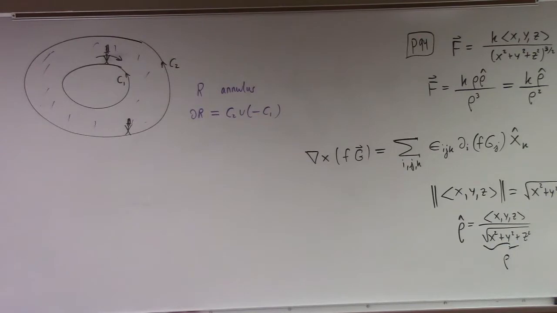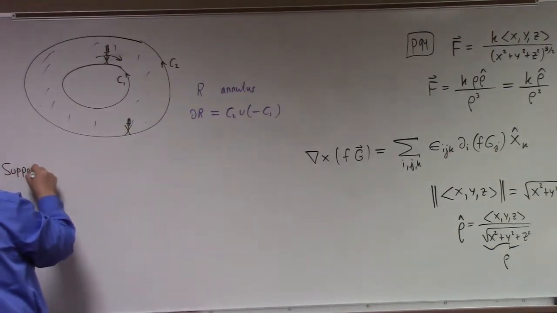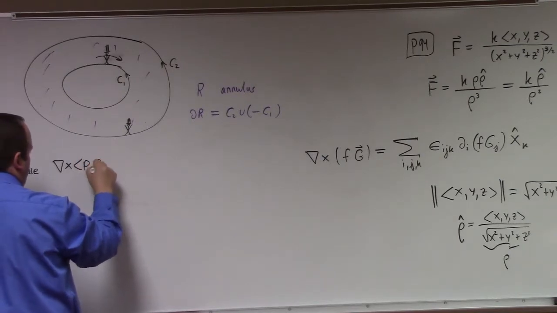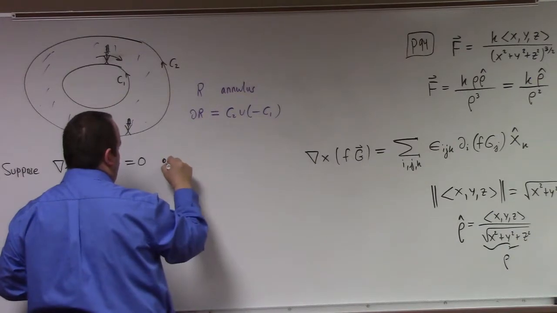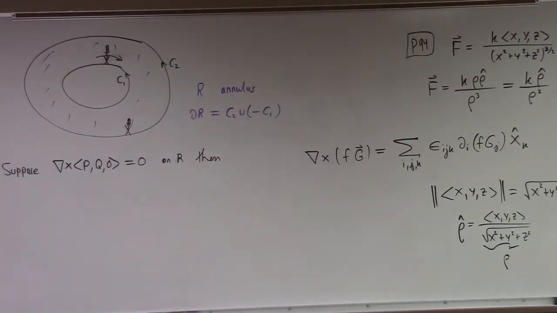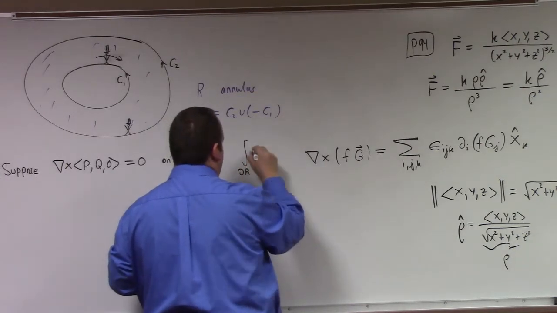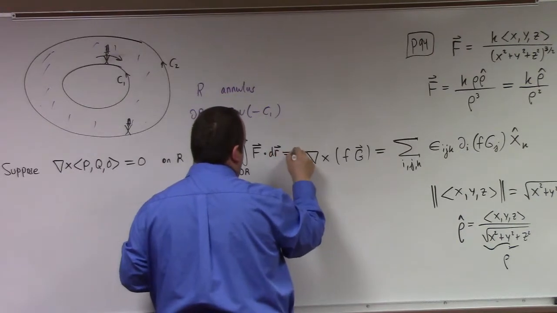These two different forms of Green's theorem mean different things. So suppose, first of all, that the curl of P, Q, 0 is equal to 0 on R. Then what happens to this theorem? We get that the integral over the boundary of R of F dot dr is straight up 0.